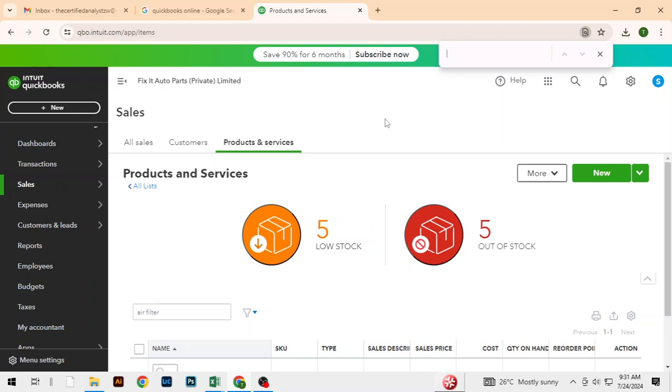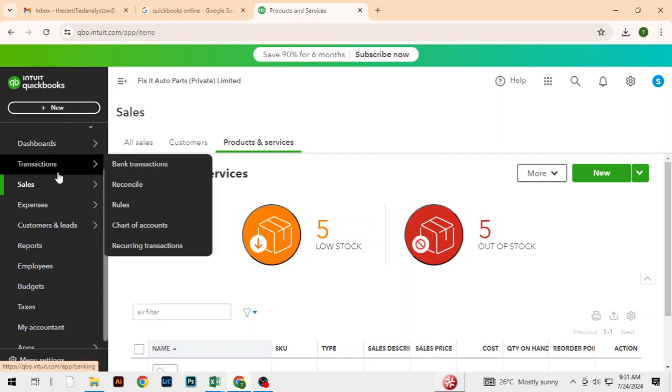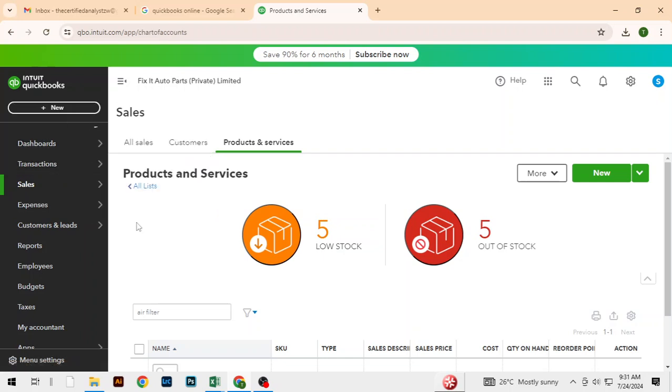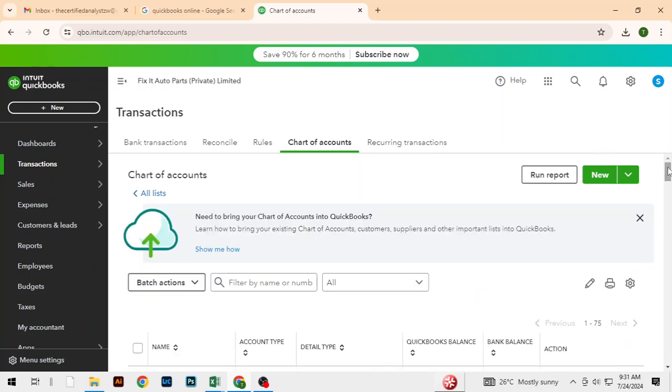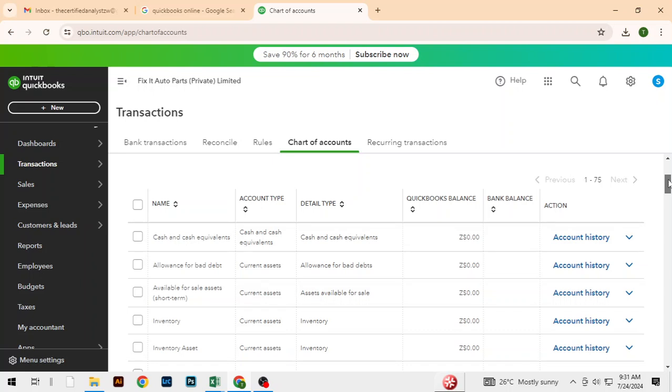So in this section we are going to look at the chart of accounts. So without wasting time, let's dive right into it. So here let's look at the chart of accounts here. So I'm just gonna click on that. Okay, that's fine. So now we have got the chart of accounts.